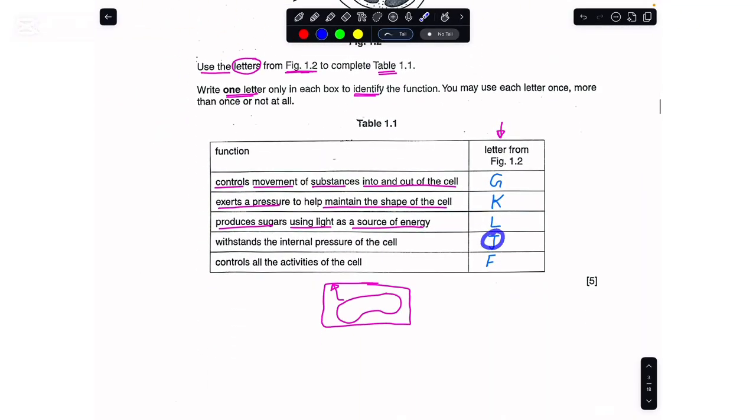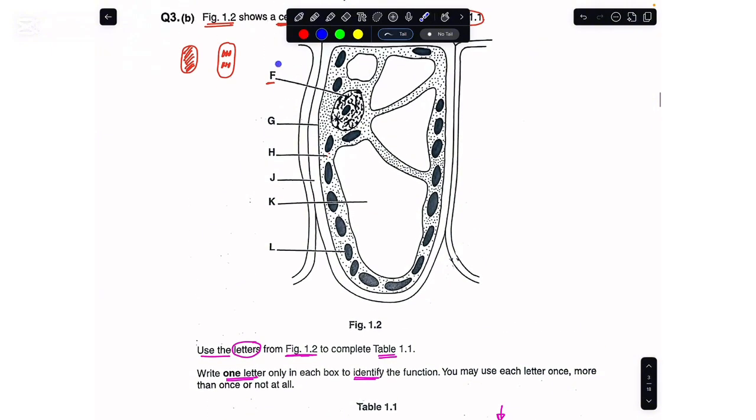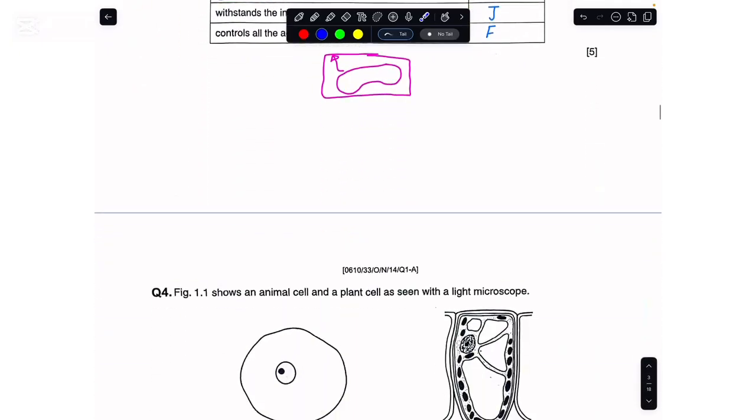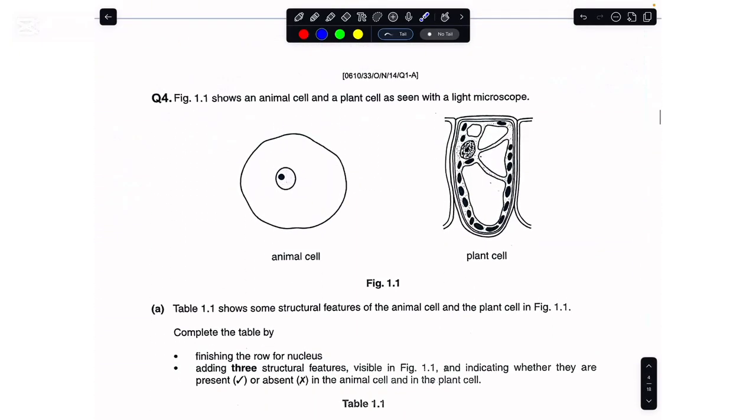And the letter that we are given over here is J. And they say it controls all the activities of the cell. So you all know that the cell's activities are controlled by the nucleus. And the letter that we have to be writing over here is F, because this is the nucleus that we have got. I hope all of this is making sense to you.